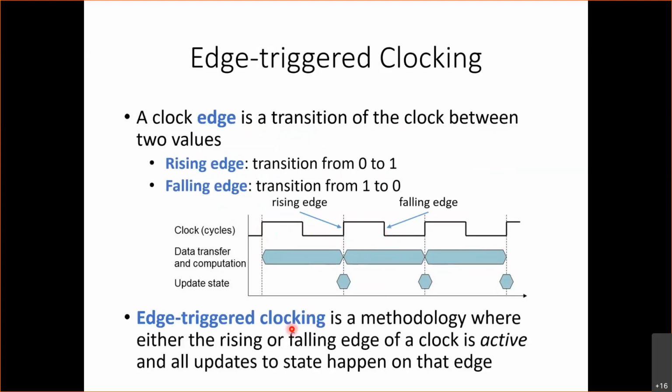Edge-triggered clocking is a methodology where the update happens either on the rising edge or on the falling edge. And whichever edge the updates take place on, this is called the active edge. So in this diagram over here, what's the active edge? Is it the rising edge or the falling edge?